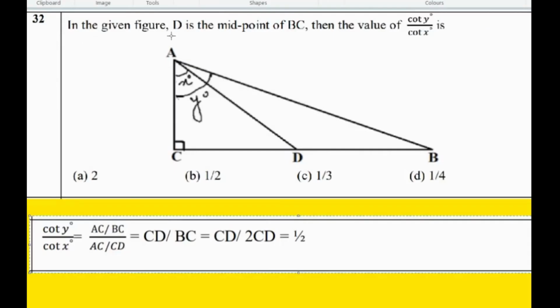32nd question. In the given figure, D is the midpoint of BC, then the value of cot y by cot x is. So cot y by cot x will be equal to AC by BC by AC by CD. So obviously AC gets cancelled, we'll get CD by BC. BC is nothing but 2CD, so CD gets cancelled. Answer is 1 by 2. Correct option for 32nd question is option B, 1 by 2.